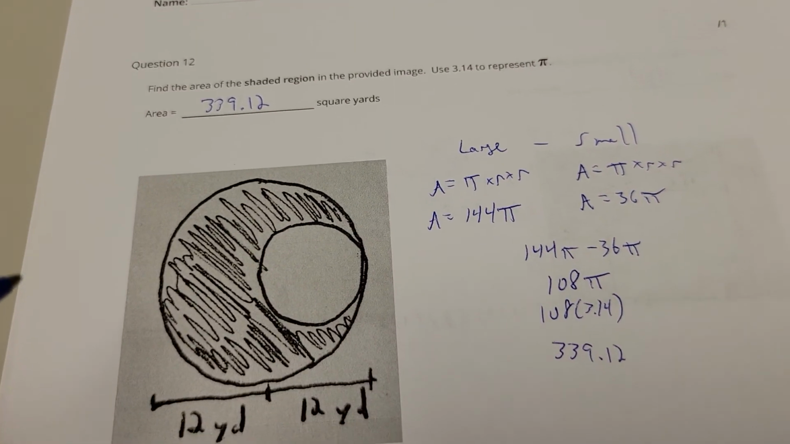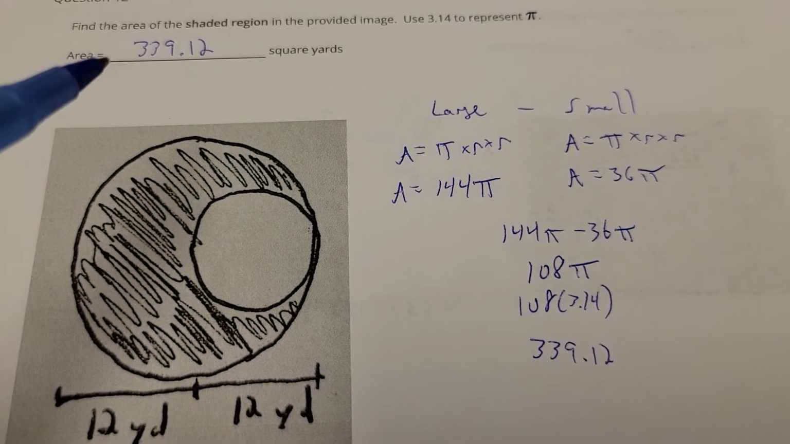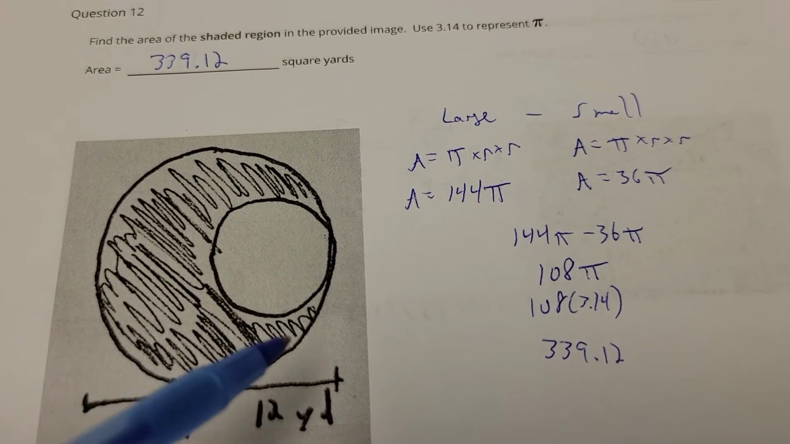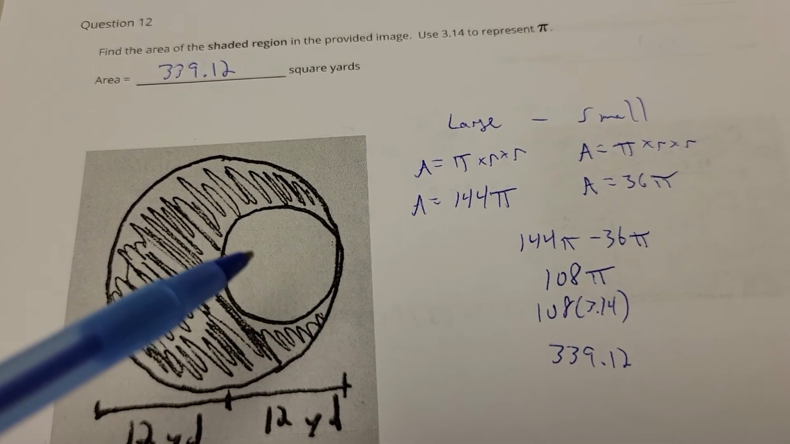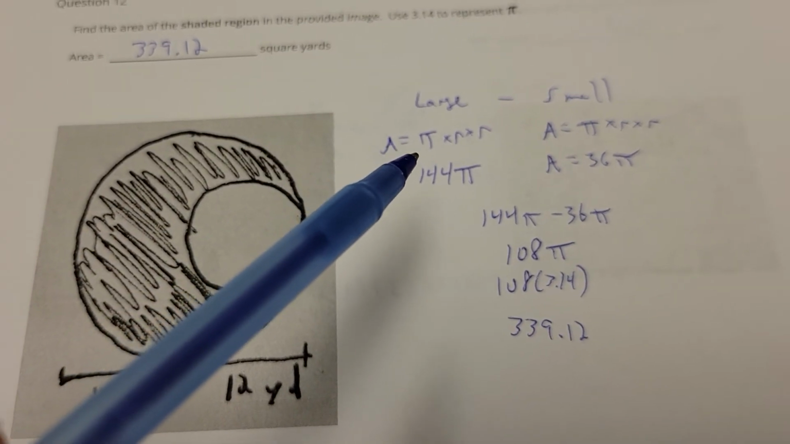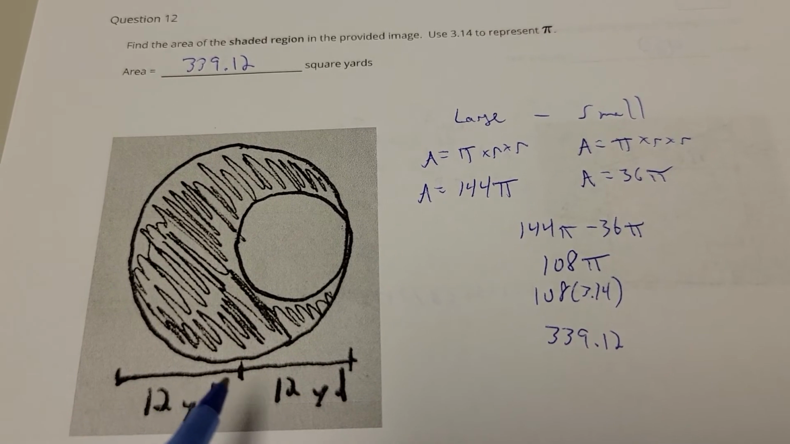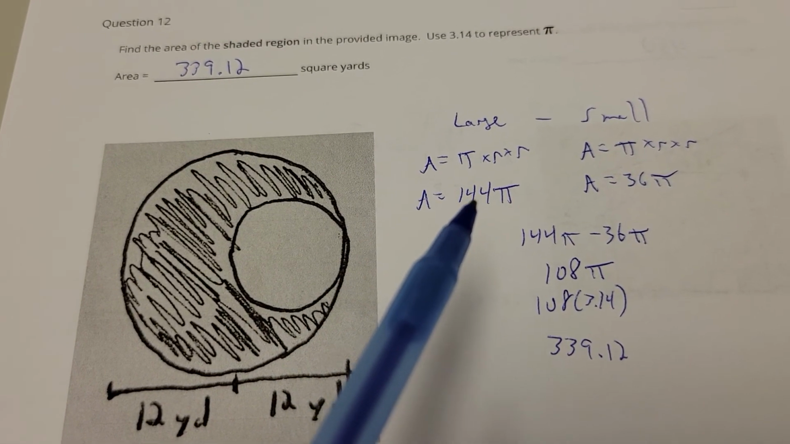Find the area of the shaded region in the provided image. Use 3.14 to represent pi. All right, so kind of similar to the problem we did earlier, the center being punched out of a piece of metal. Find the area of the big circle, subtract the area of the small circle. Now the large circle, pi times radius squared, well, if I look at the picture, the center to the outside edge is 12. So 12 times 12 gives me 144 pi.